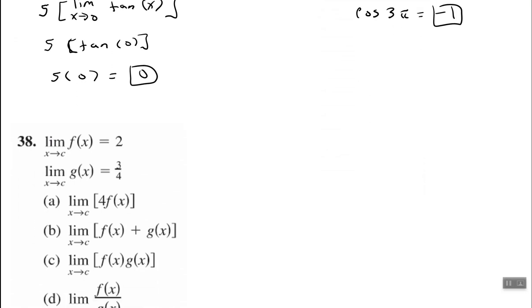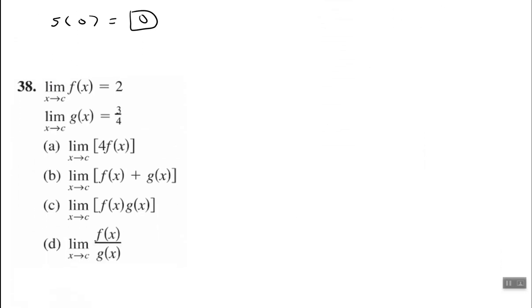The next problem we have down here, and you may want to pause the video and write this out before we get started. We are given the limit of f of x as x approaches c. We're told that that value is 2. And the limit of g of x as x approaches c, we're told that the value of that limit is 3/4.